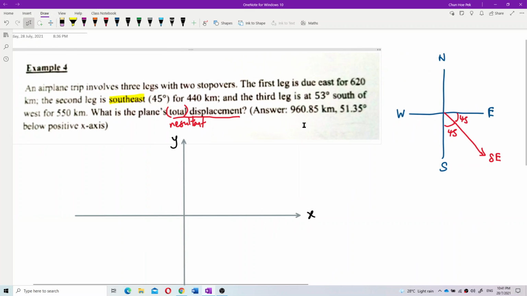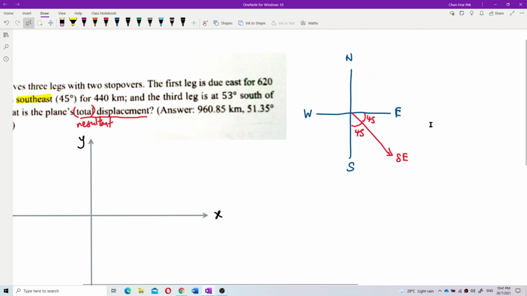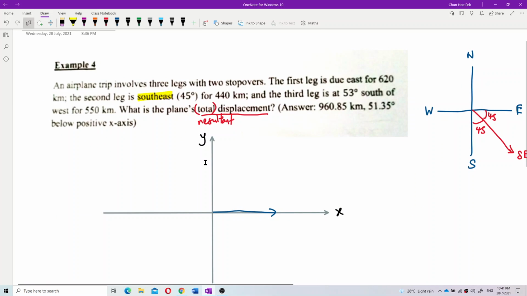Okay, let us draw out the vector diagram. So we have the first leg, which is due east. Due east means east direction in this one, to the right. So let us draw out the first leg. Okay, so due east. This is the first leg. For how many kilometers? Let me see.